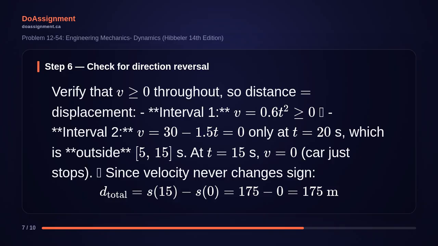We must check whether the car ever reverses direction, because if it does, total distance and net displacement would differ. In interval 1, velocity 0.6 t squared is always non-negative. In interval 2, velocity equals 0 only at t equals 20 seconds, which is outside our window. The car simply comes to rest at t equals 15 seconds without reversing, so total distance equals net displacement, 175 meters.